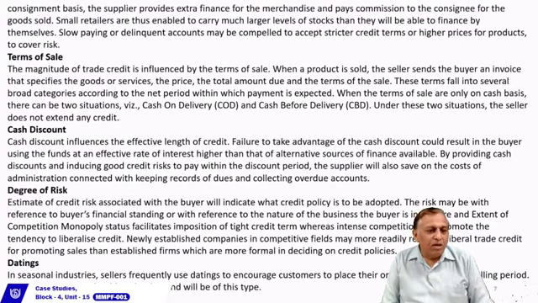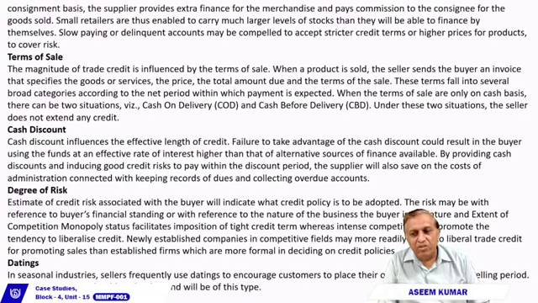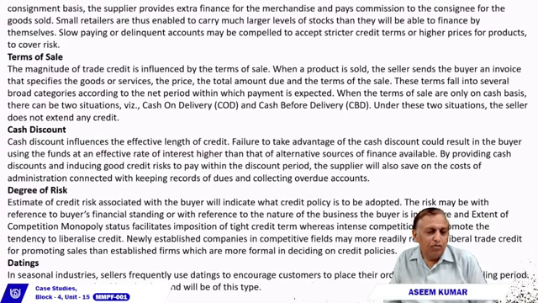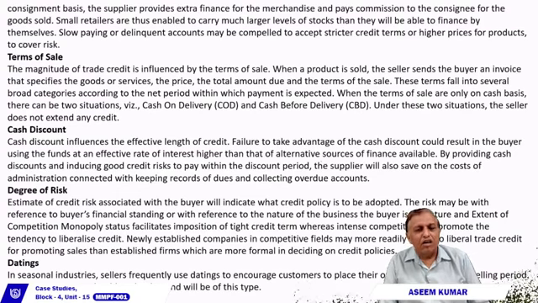Nature and extent of competition: monopoly status facilitates imposition of tight credit terms, whereas intense competition will promote the tendency to liberalize credit. Newly established companies in competitive fields may more readily resort to liberal trade credit for promoting sales than established firms, which are more formal in deciding on credit. So if you are new in the competition, definitely you would be a little liberal to provide the trade credit to the vendors.